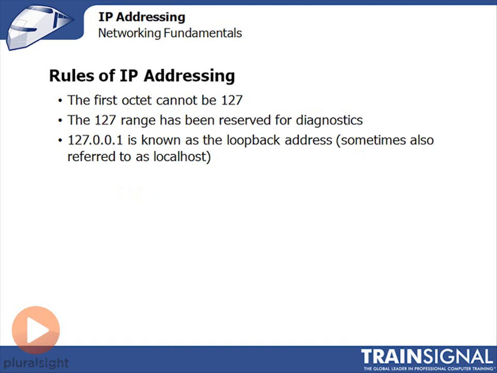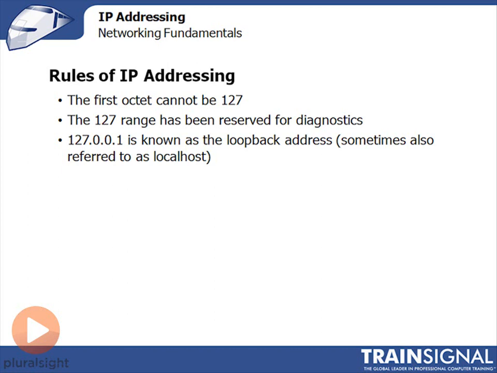Another rule of IP addressing: the first octet, the first number in an IP address, cannot be 127. That's just a defined rule. The 127 range, all the IP addresses that start with 127, has been reserved for diagnostic purposes. It's interesting that we've reserved everything that starts with 127, which is a little over 16 million IP addresses, if you do the math, and again, we'll get to the math later.